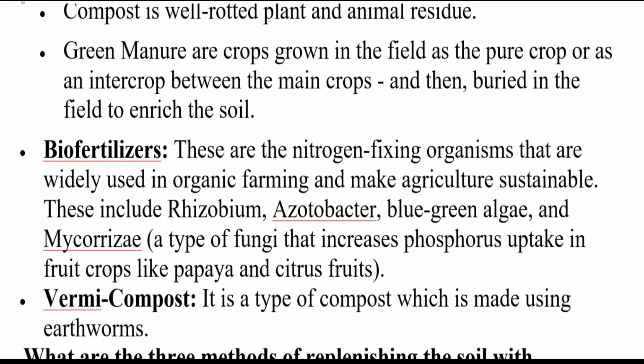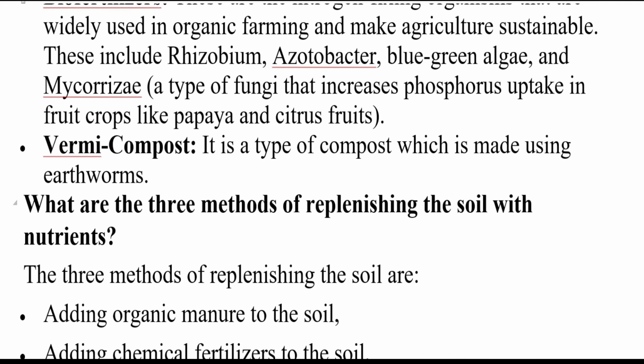And the biofertilizers. These are nitrogen fixing organisms that are widely used in organic farming and make agriculture sustainable. These include rhizobium, azotobacter, blue-green algae, and mycorrhiza. Mycorrhiza is a type of fungi that increases phosphorus uptake in fruit crops like papaya and citrus fruits. The next type is vermicompost. It is a type of compost which is made using earthworms.